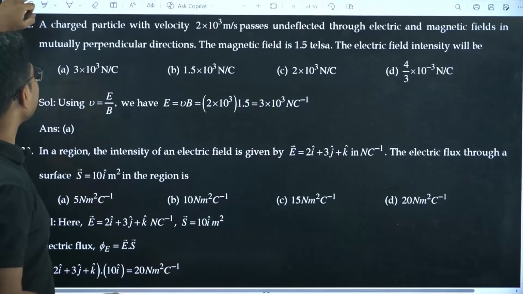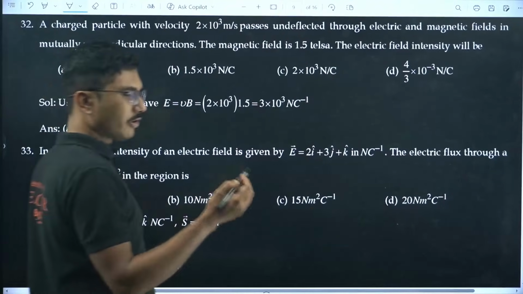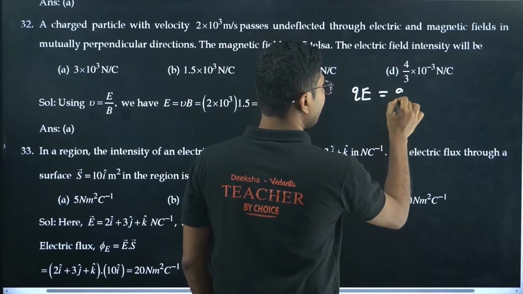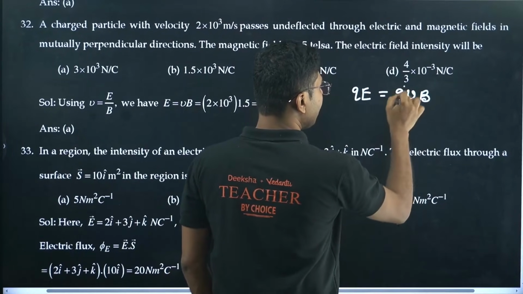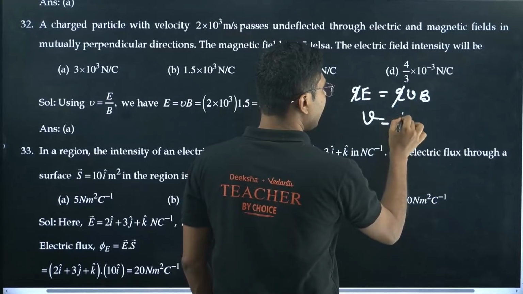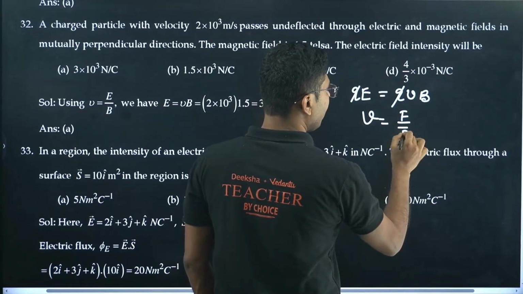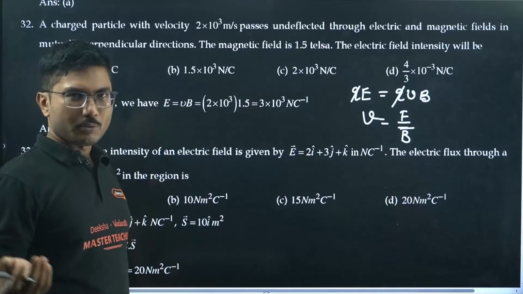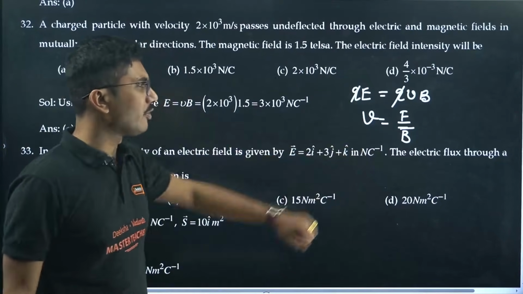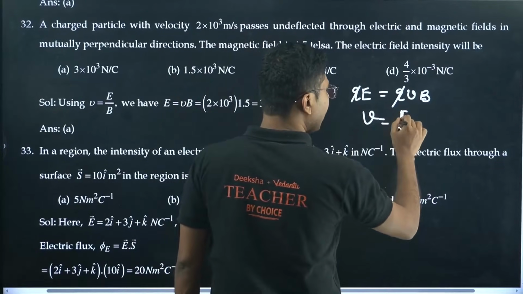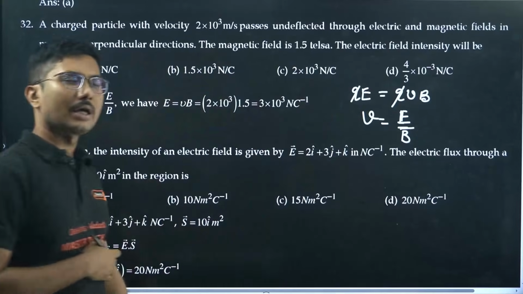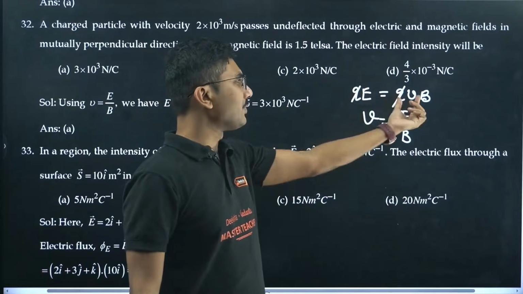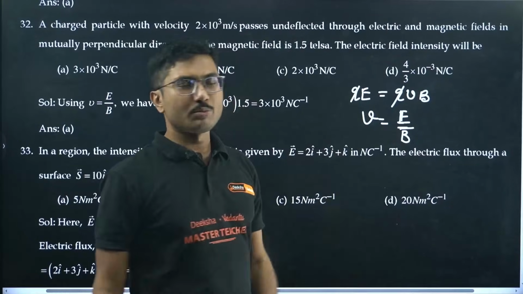If you are wondering, sir, can I use the Lorentz formula? Yes, you can use the Lorentz formula as well. Q into E is equal to QVB. Q cancels, so V equals E upon B. You use this formula more commonly in the case of electromagnetic waves. You can use the electromagnetic wave formula starting with this, or you can use the Lorentz force calculation as well. Both are correct. So this is from Lorentz force: electric force equals magnetic force. So both have to be equal.